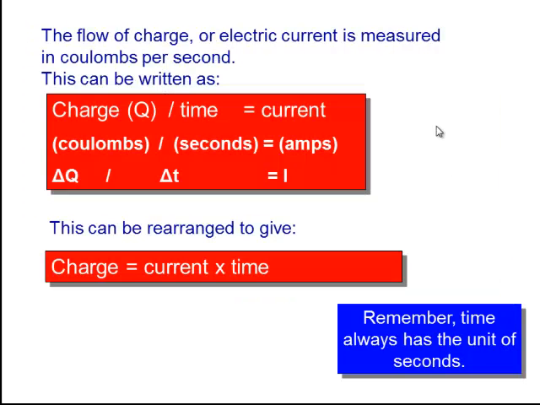So let's think about this in a little bit more detail. The flow of charge, or the electric current, is measured in amount of charge per second. So charge is in coulombs, and it has the symbol Q, and obviously time is measured in seconds. That gives me charge per second, which gives me the current. And the unit for that is amps, and the letter which we use is the letter I.